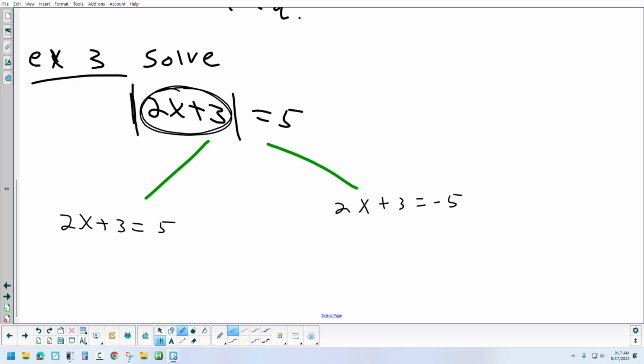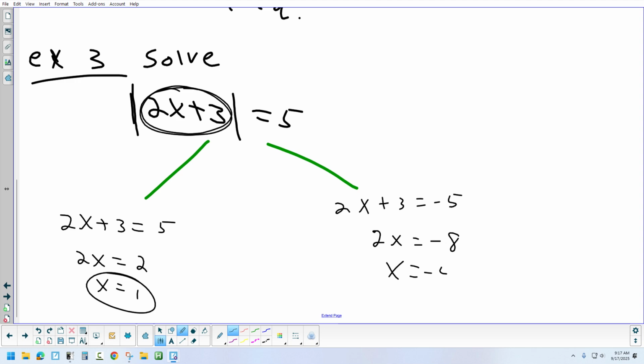And now we solve each linear equation separately. So we get x equals 1. When we minus 3 there, we get 2x equals -8, which means x is negative 4. Any questions on how we solve that absolute value?